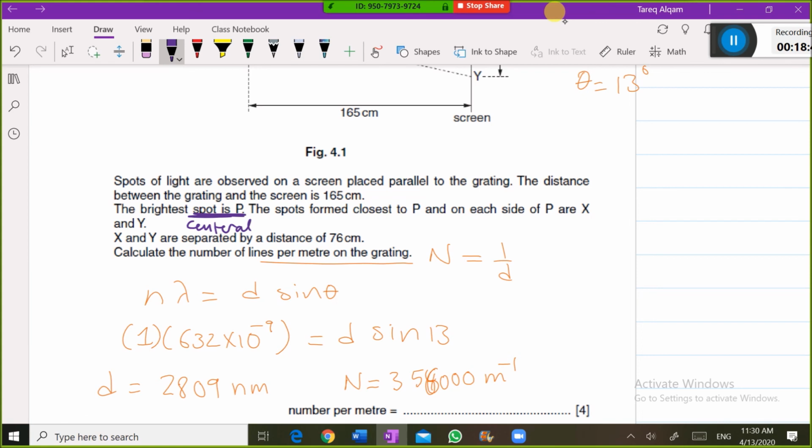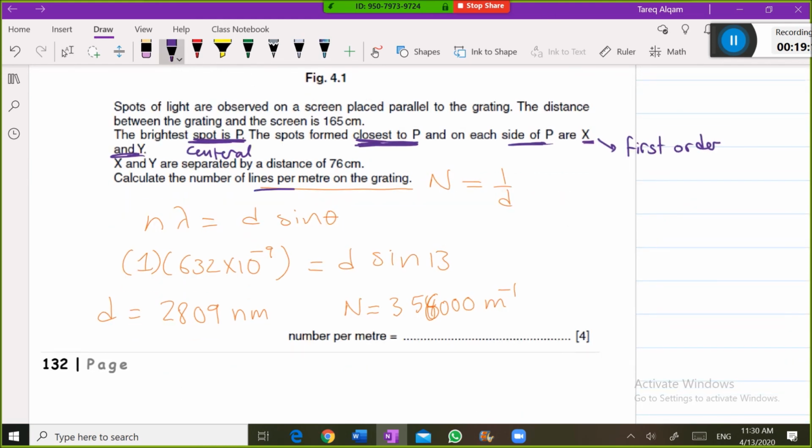Formed closest to P, on each side of P, X and Y. Guys, since it's the closest to P, it means that X and Y are the first order, right? This means that they are the first order, X and Y, because they are the closest bright spots to P, separated by 76, calculate the number of lines per meter on the grating. So here we are asked about N. We have to find N.